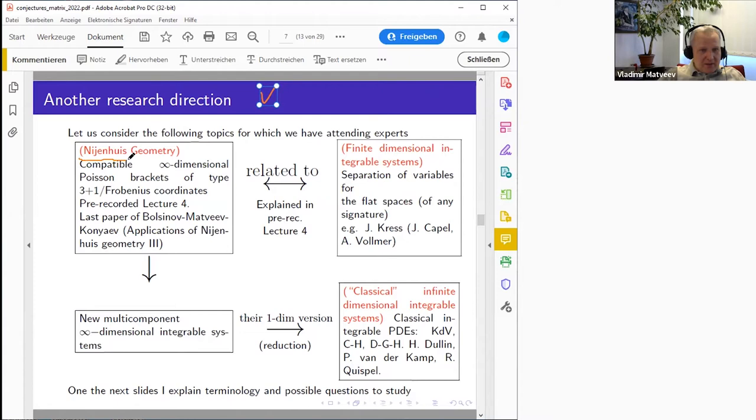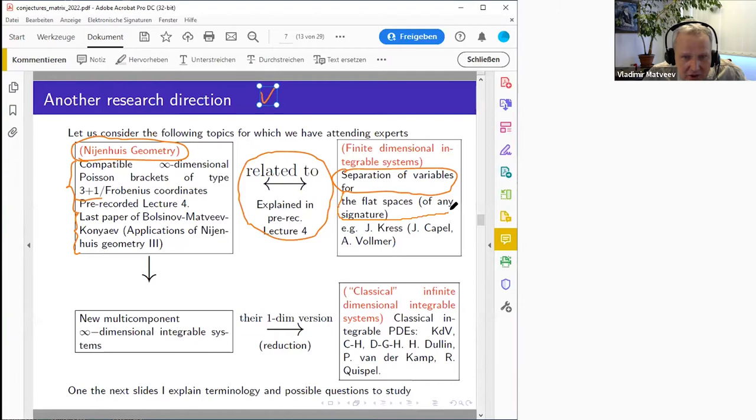Nijenhuis geometry. And in particular, the stuff we discussed in pre-recorded lecture 4, which is actually the last paper of ours on application of Nijenhuis geometry, has a proud number 3, and it is the compatible Poisson bracket of type 3+1, yeah, in Frobenius coordinates. Now, what was explained in the lecture is that they are closely related to the following topic in finite dimensional integrable systems. More precisely, strongly related to separation of variables in flat spaces of any signature. Yeah. So the person who has expertise in the group of participants is Jonathan Kress, who is in Creswick, but also Joshua and Andreas had works. I think most of them joint with Jonathan on this topic.